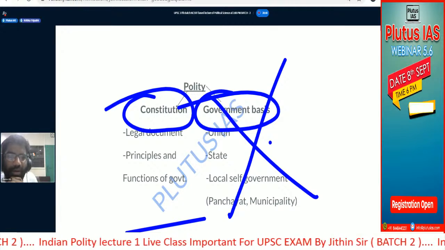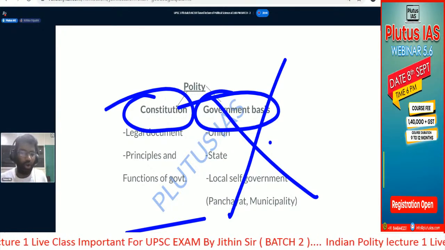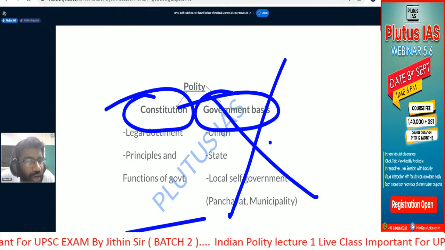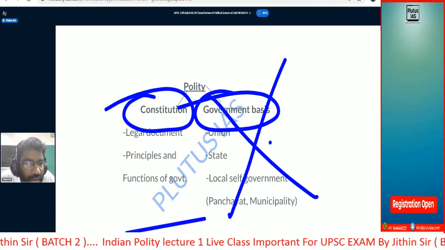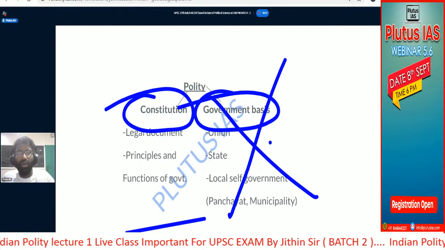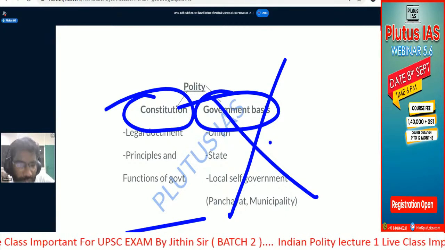ठीक है, ओके. अब हम बात करते हैं. Write down in your copy Indian Polity. You all guys are carrying your notebooks with you. सबके पास नोटबुक्स है ना? हाँ. Write down Indian polity, the heading. Write down constitution.